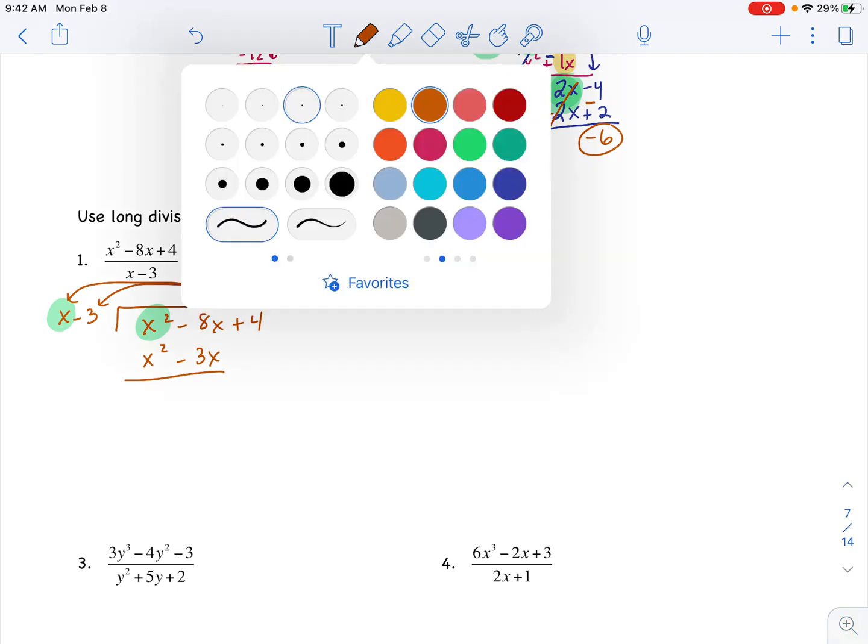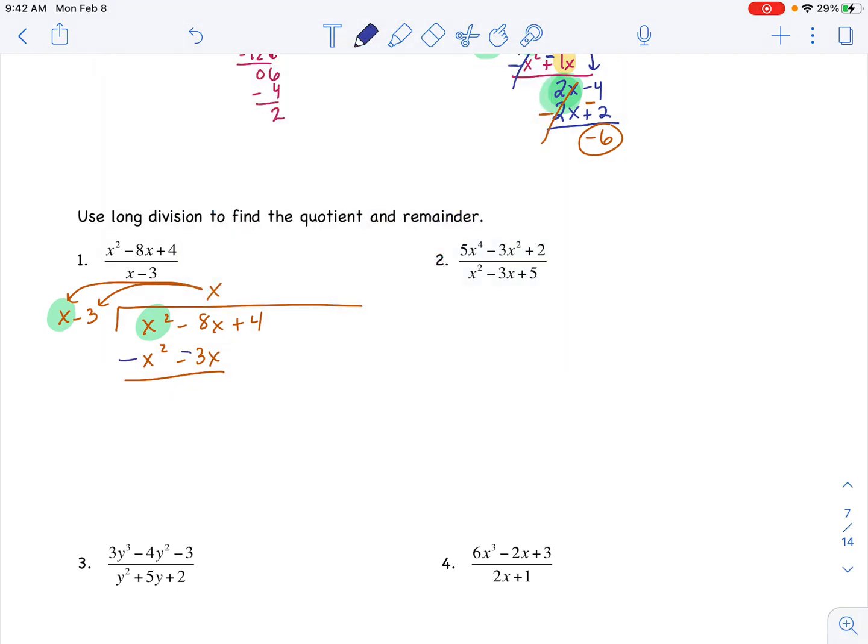But now remember, I have to distribute a negative. So 2 negatives in this case right here is going to make that a positive. So x squared minus x squared is gone. I have negative 8x plus 3x is negative 5x. And I start over. X times what gives me negative 5x? Well, that's just negative 5.